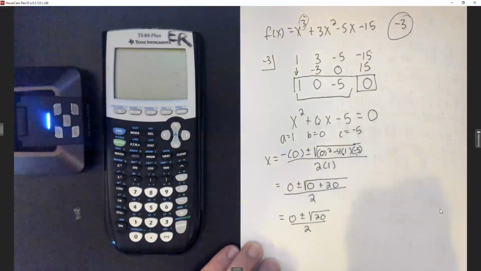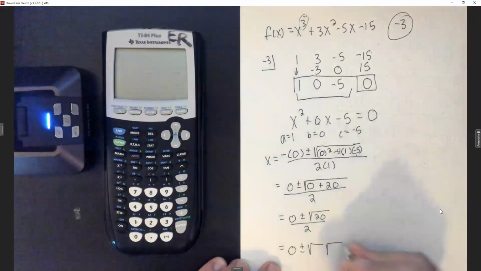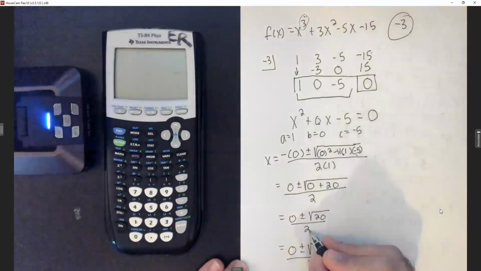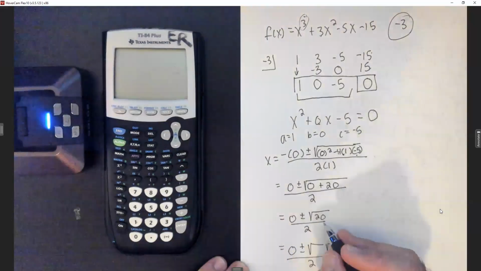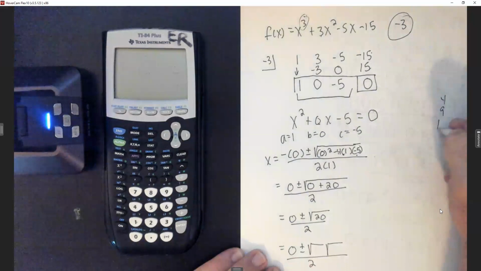So y'all, this is the point where you got to figure out how to simplify them radicals right there. You got a square root of 20. So you want to look at these perfect squares here.